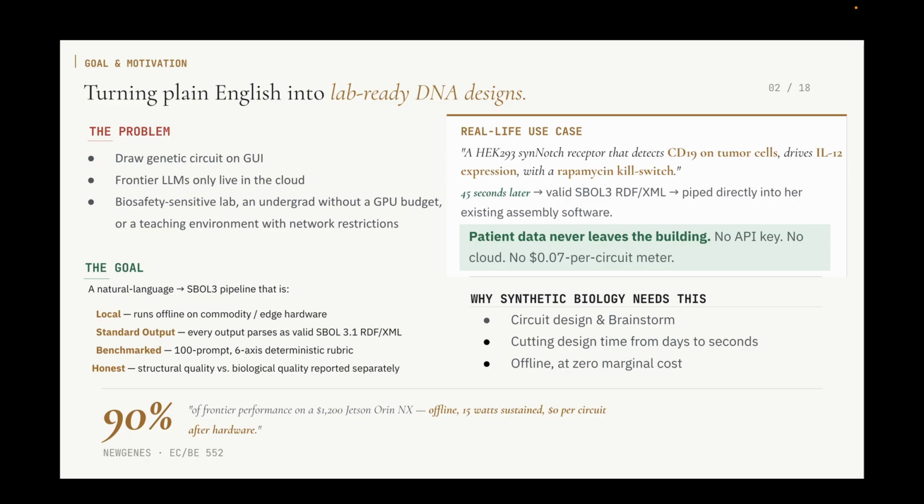You enter a prompt and say something like, I want X to do Y when Z happens, using the following parts available in the lab. And then 45 seconds later, you'll get a valid SBOL3 XML file, which you can then feed into any SBOL graphic visualizer to check it. So the whole process should be free, fast, and doesn't require any internet, and none of your data leaves the device.